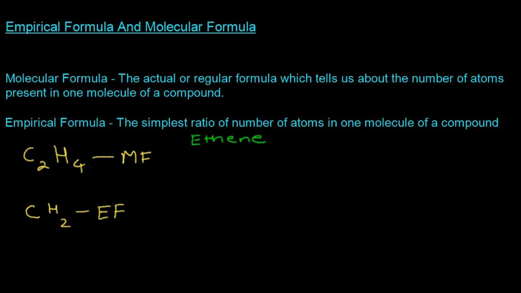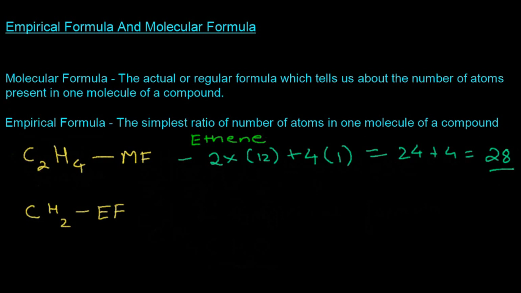So let us see. There are 2 atoms of carbon and the atomic mass of carbon is approximately 12. Plus, there are 4 atoms of hydrogen and the atomic mass of hydrogen is approximately 1. So when we simplify it further, we get 2 into 12, that is 24, plus 4 into 1, that is 4. Finally, 24 plus 4 is 28. So this is the molecular mass of ethene.